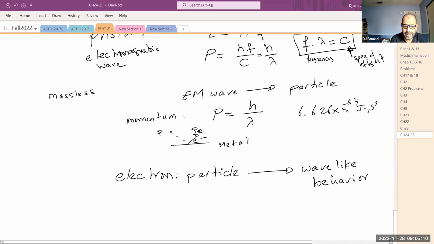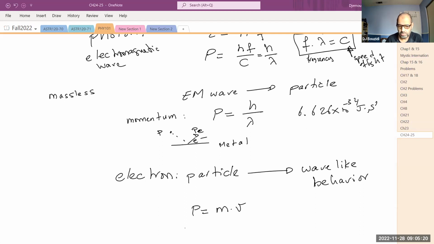Namely, the electron has a mass and has a velocity, so it has momentum. The momentum is just mass times velocity, that's all, because it's a particle. Particles have mass. And like the photon, which does not have mass, yet it ends up having a momentum in this case. So it was behaving like a particle.